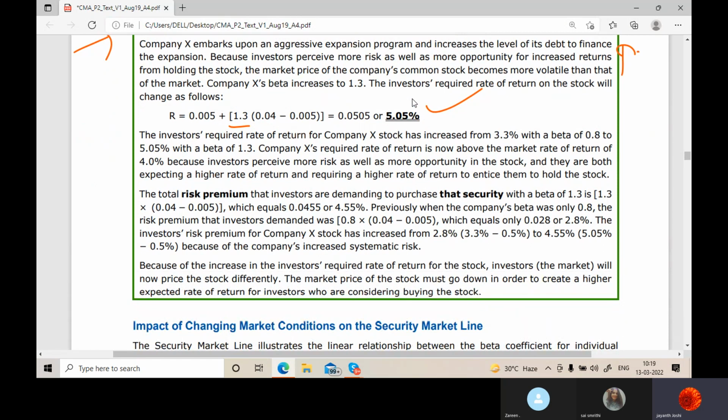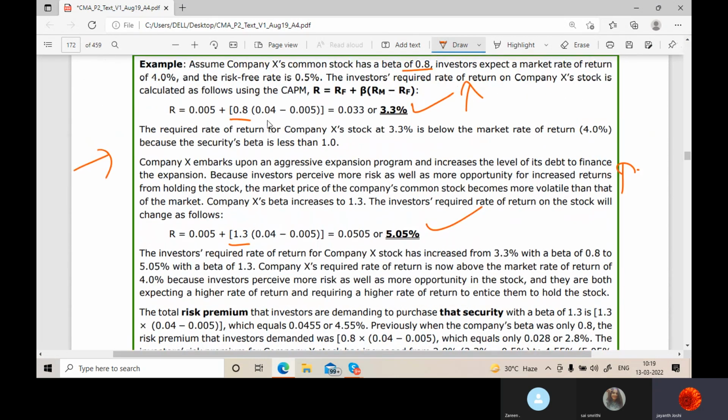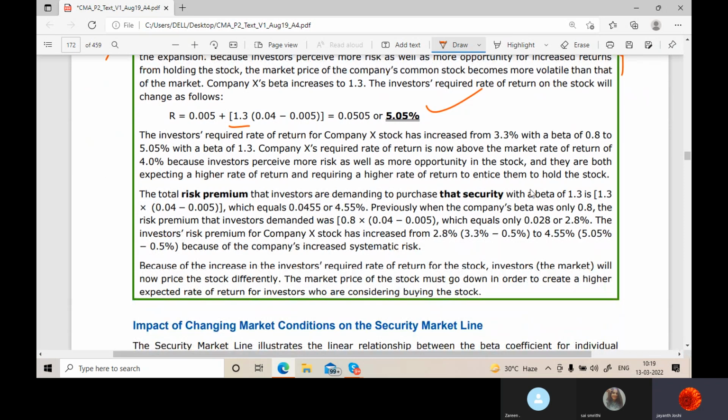So this is what we discussed. The same thing you can see here. So what is the risk premium here? The difference between this and this is nothing but the risk. The difference between the market return and the RFR is the premium. Premium multiplied with beta becomes risk premium, because the risk factor comes into picture. So that's what they have explained. You can go through this.